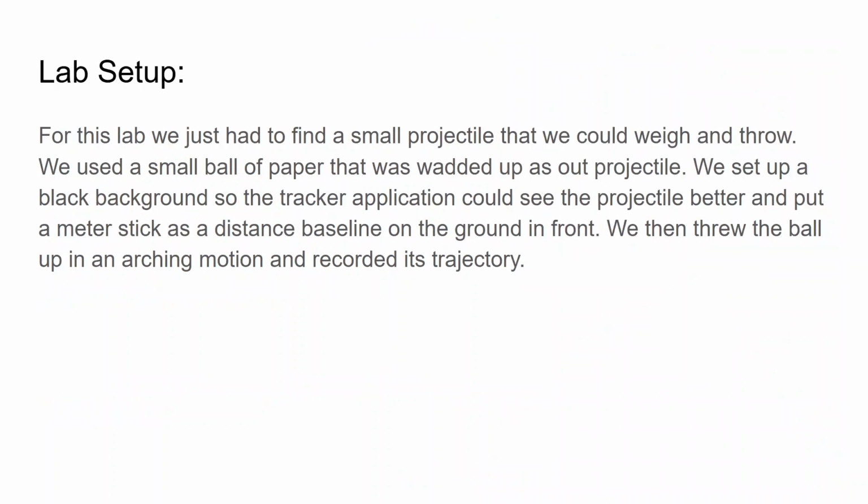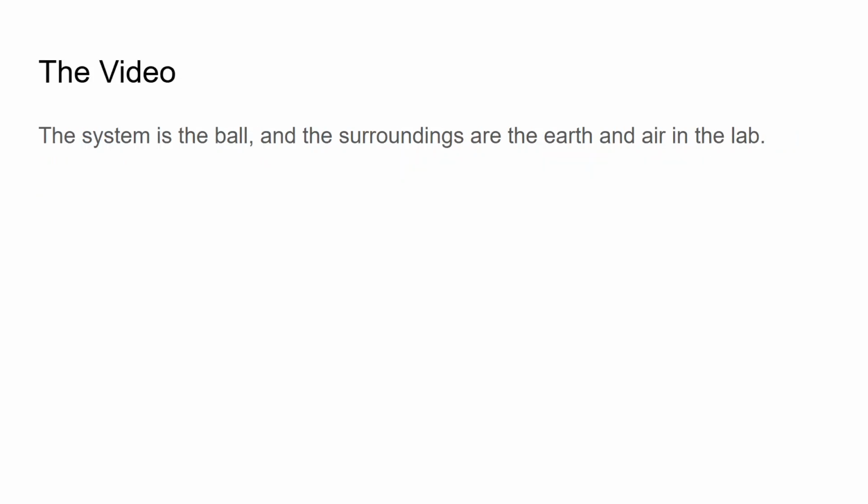The lab setup. For this lab, we just had to find a small projectile that we could weigh and throw. We used a small ball of paper that was wadded up as a projectile. We set up a black background so the tracker application could see the projectile better and put a meter stick as a distance baseline on the ground in front. We then threw the ball up in an arching motion and recorded its trajectory.